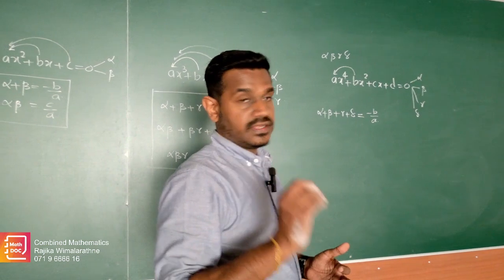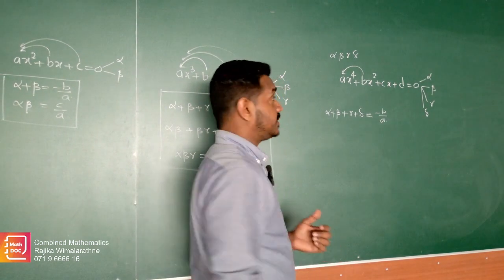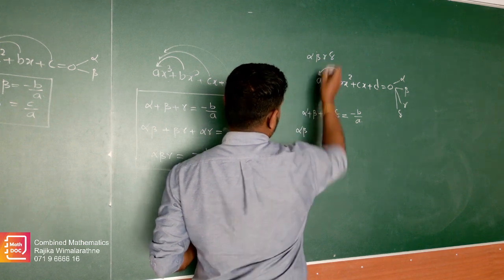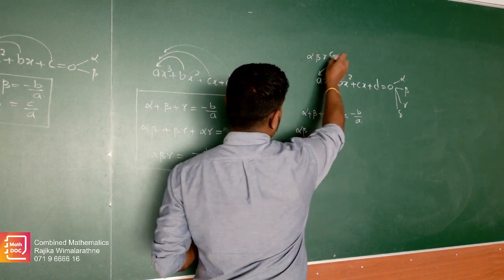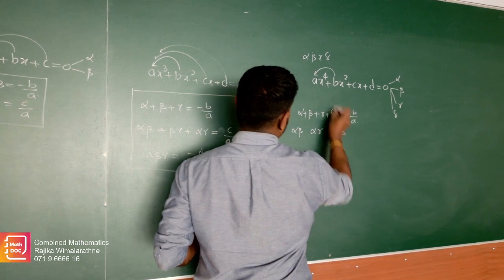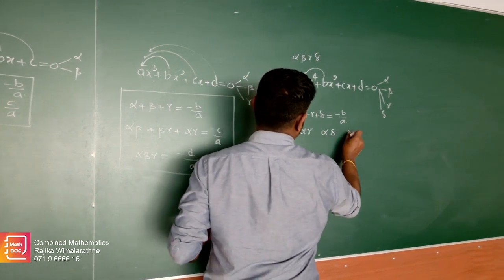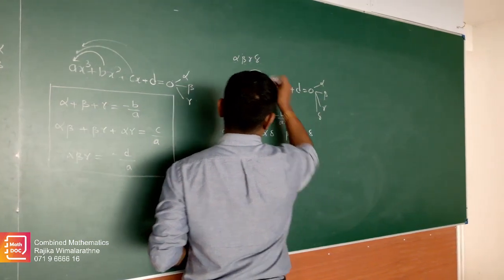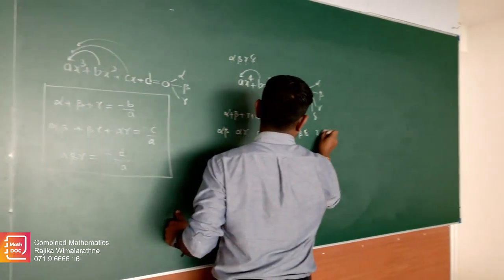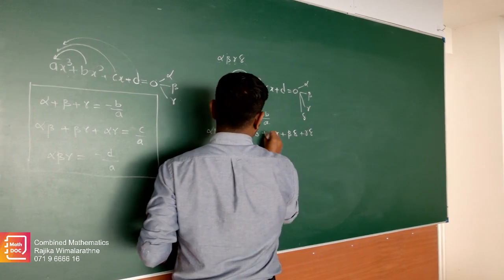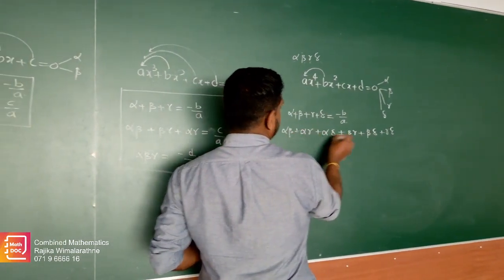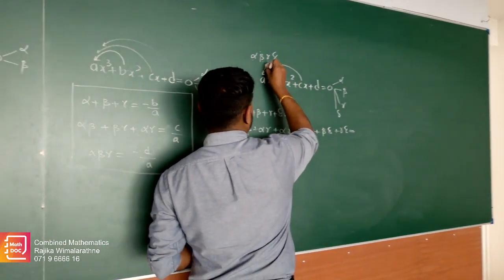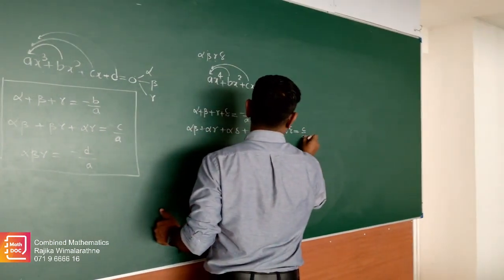Then take the sum of the products of two roots: alpha beta, alpha gamma, alpha delta, beta gamma, beta delta and gamma delta. Adding these six terms gives c divided by a.